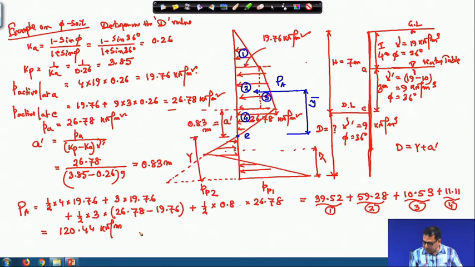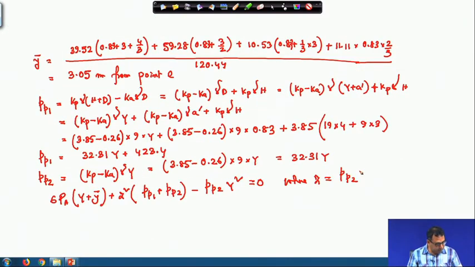So, I will use this expression. This is PP2 into capital Y minus 2PA, divided by PP1 plus PP2. Okay. So, now I will put this z value in this z square part.